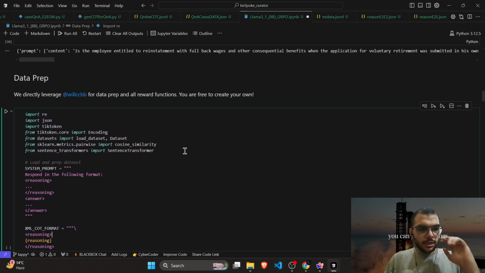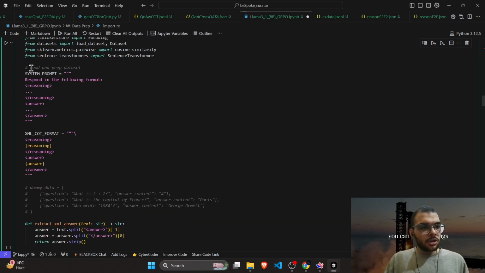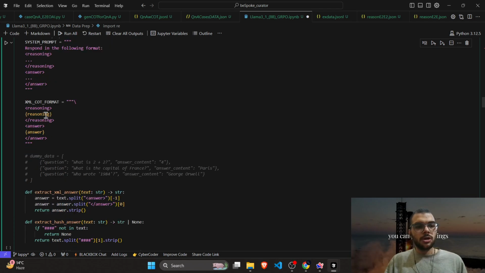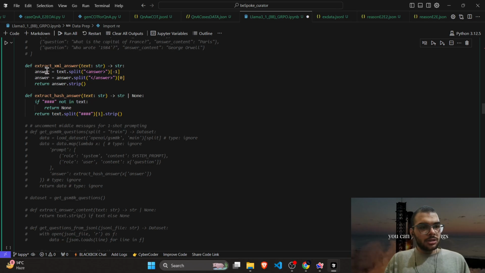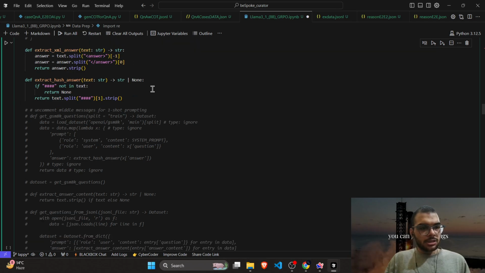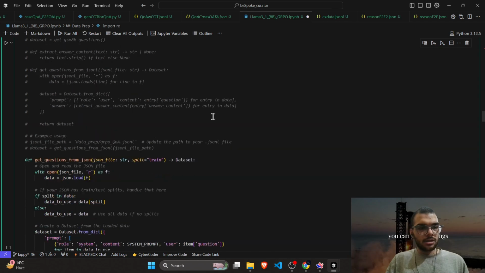From here you can see, you prepare the data. There is a system prompt which tells the model how it should respond. Then this is the XML formatting in which we are again telling the model how it should respond, and we are also checking this with the help of this XML COT format in our reward functions. This is the XML answer. This is the extracting term.